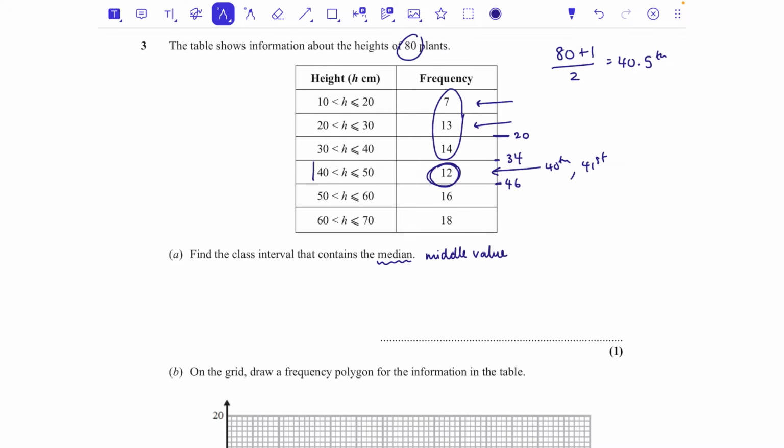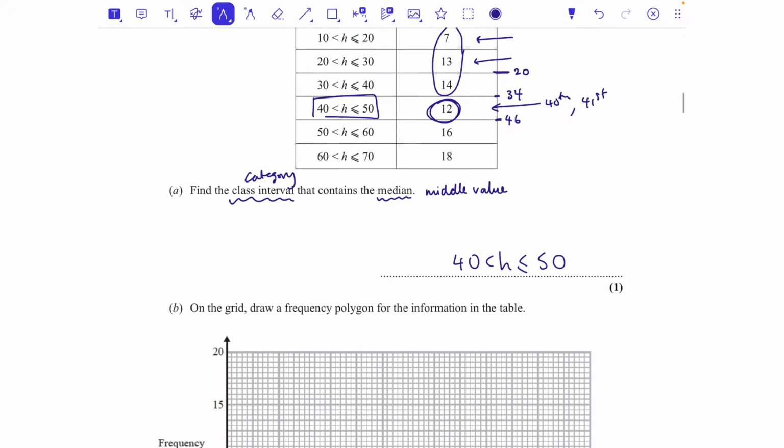So the category that we're going to write down, the class interval is just another way of saying category. Because there are 12 plants in that category, and that included the middle ones, we're going to say that 40 to 50 is our median class interval. So the class interval containing the median. The middle number is in that category.